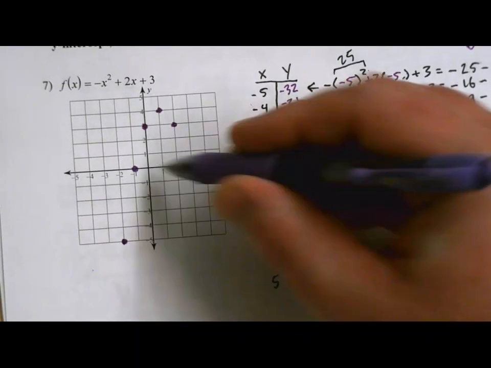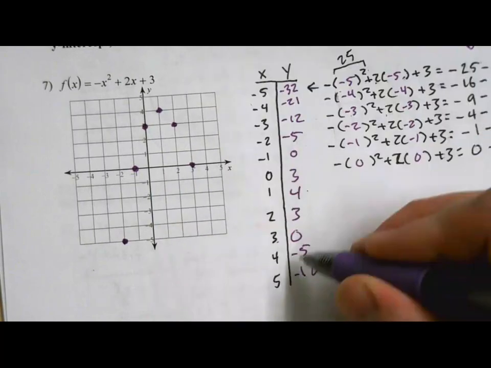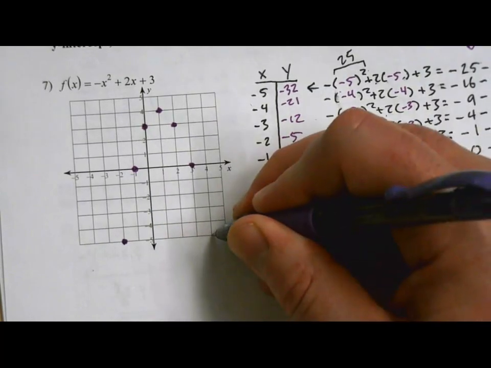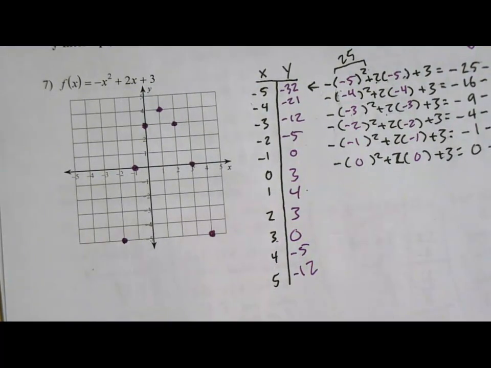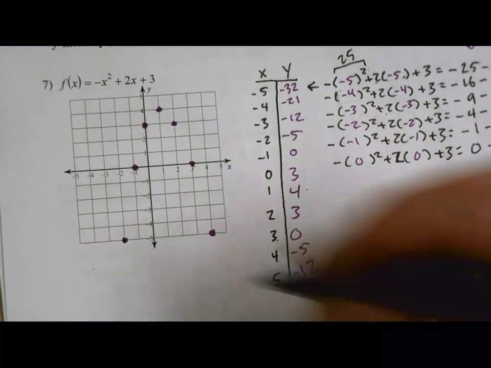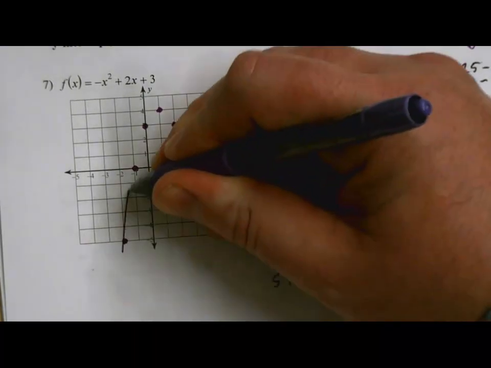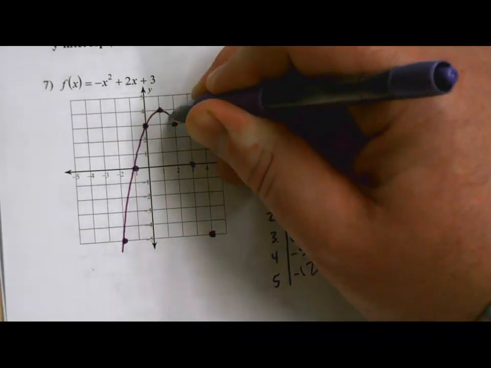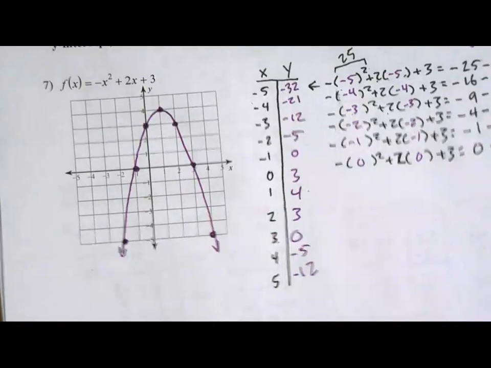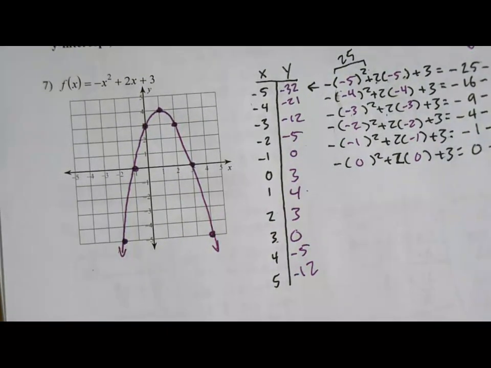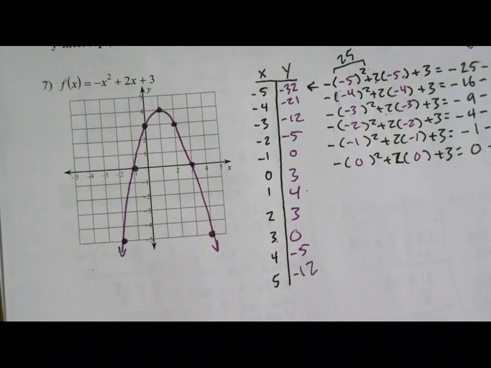3 comma 0, 4 comma negative 5, and then 5 comma negative 12 we're not going to fit on there. Hey, but that's given us that nice parabola, and we're expecting to see that kind of U-shaped curve. That happens a lot when we have an equation that has an x squared in it. So let's go ahead and describe this thing.